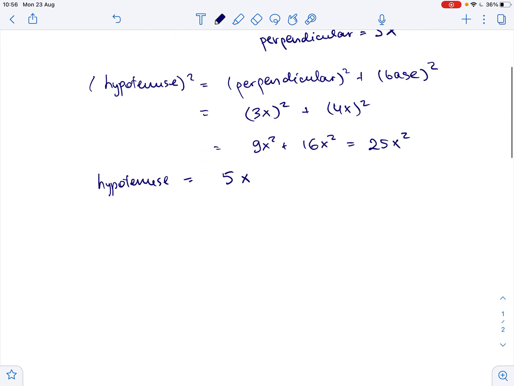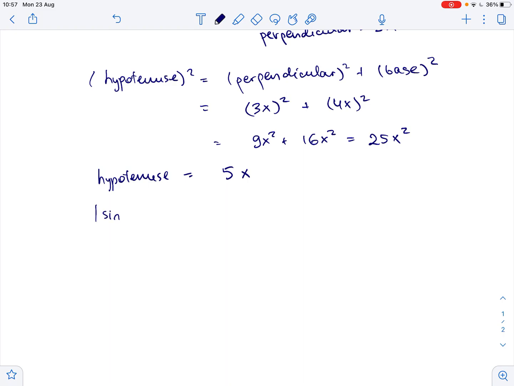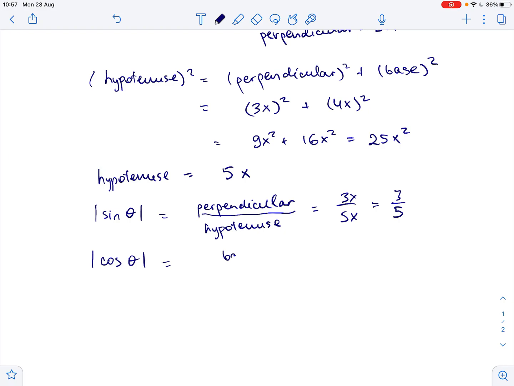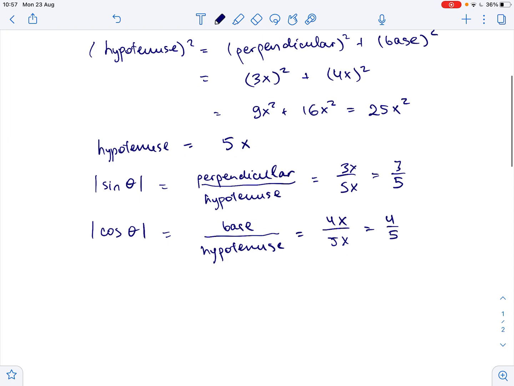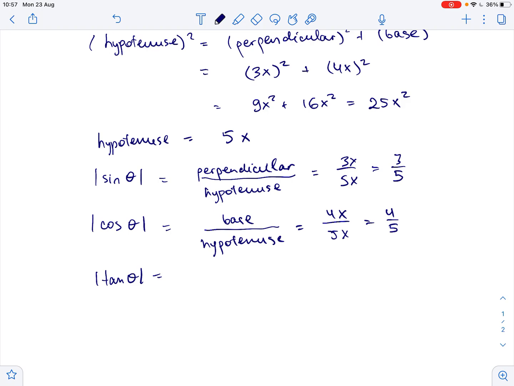Well, now we can find sine of theta. So the absolute value of sine of theta equals perpendicular divided by hypotenuse. So it equals 3x over 5x, so it equals 3/5. Then we know that the absolute value of cosine of theta equals base divided by hypotenuse. So it equals 4x over 5x, so it's 4/5. Next, the absolute value of tangent of theta equals perpendicular over base, so it equals 3x over 4x, and this is 3/4.